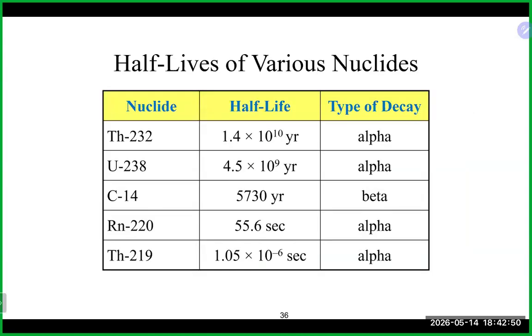Now, here are some half-lives of some things, and you can see half-lives do depend on what you're dealing with. Some can be super long, like uranium-238. Its half-life is 4.5 times 10 to the 9 years. Unfortunately, I don't think any of us make it to a half-life of that. Some can be really, really quick, like thorium-219, 1.05 times 10 to the minus 6 seconds. So just like that. Usually after about 10 half-lives, it's gone, right?